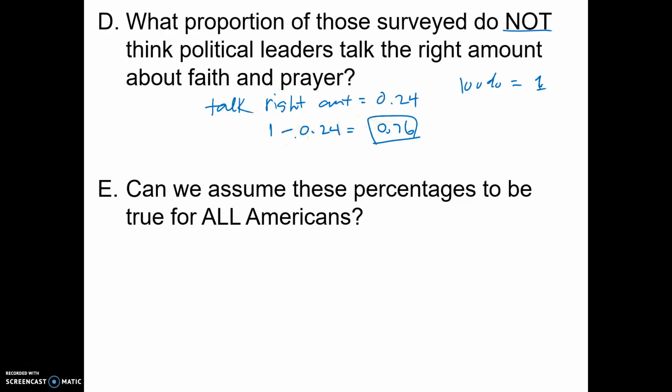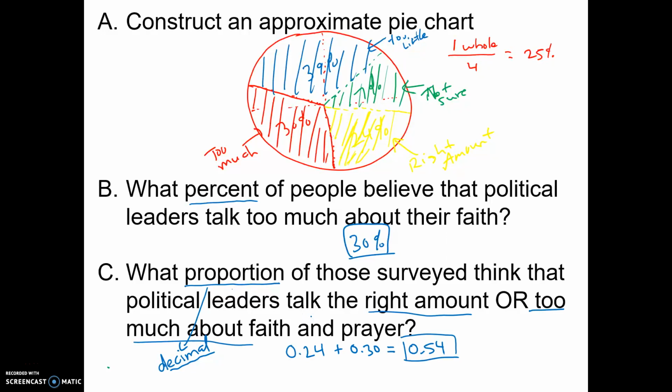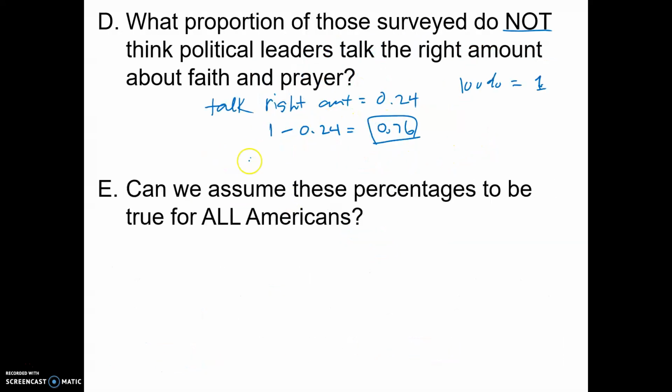The other way we could have done this is we could have added the rest. So we don't want the right amount. So we want 30 plus 39 plus 7. So if we add 0.30 plus 0.39 plus 0.07, which is 7%, and add these up, then this will also give us 0.76. But the first way is obviously easier.